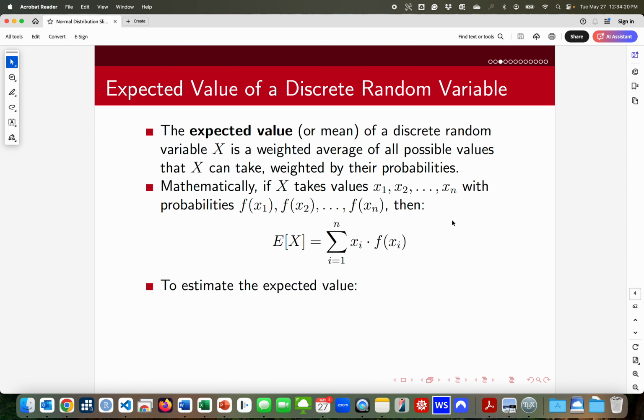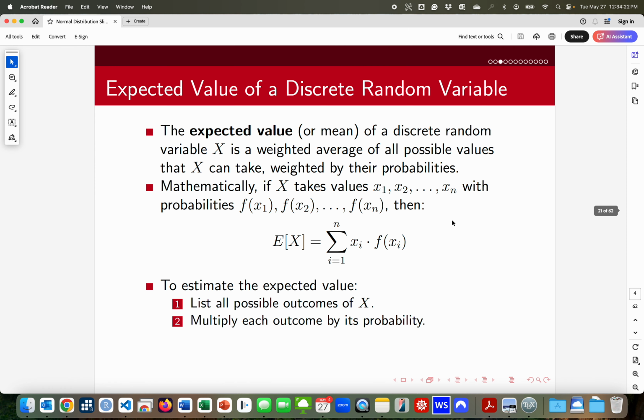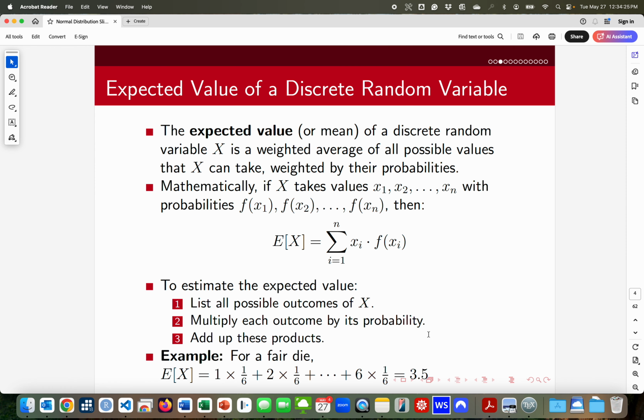So if we're thinking about a die roll, let me just go down here to the bottom. The expected value of a die roll is outcome 1 times probability 1/6 plus outcome 2 times probability 1/6, and you keep doing this. When you add that up, you get 3.5, which seems a little bit odd because 3.5 is not a number that can actually show up when we roll a die. But that's the expected value of a die roll.